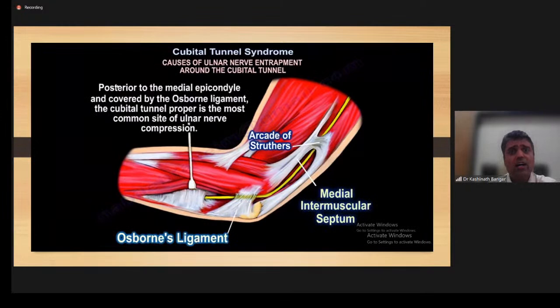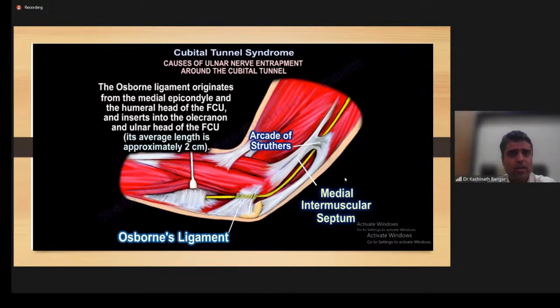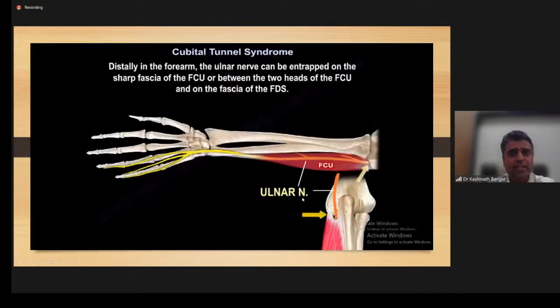The ligament of Struthers is responsible for compression of the median nerve in the arm. Second is compression posterior to the medial epicondyle, and as we see, it is covered by a ligament that's called Osborne's ligament. It runs between the medial epicondyle and olecranon, or flexor carpi ulnaris. Okay. Now, the compression occurs at the cubital tunnel, and this is called cubital tunnel syndrome. A third site where the ulnar nerve gets entrapped is when it exits from the cubital tunnel. We'll see it on the ultrasound.